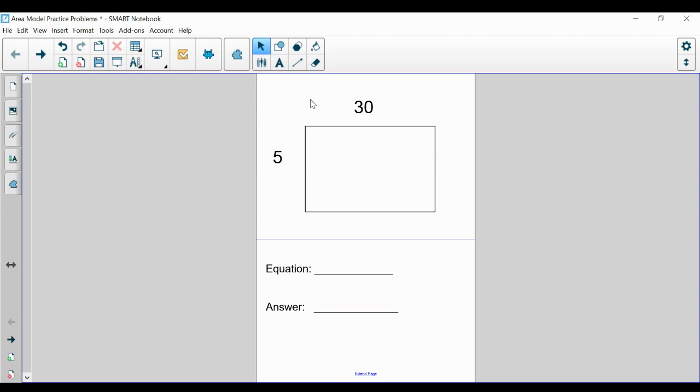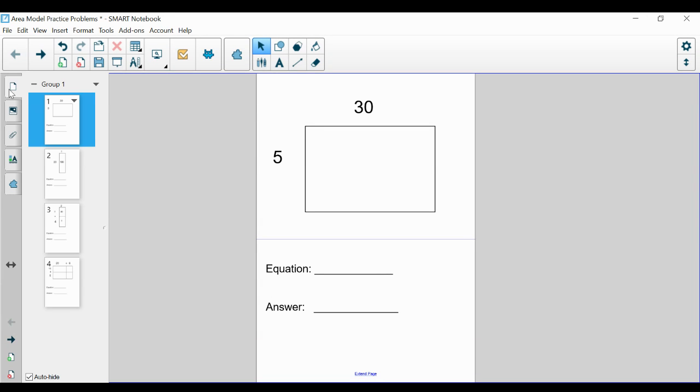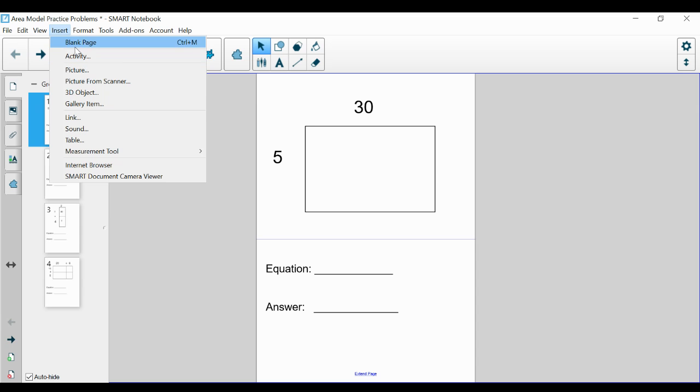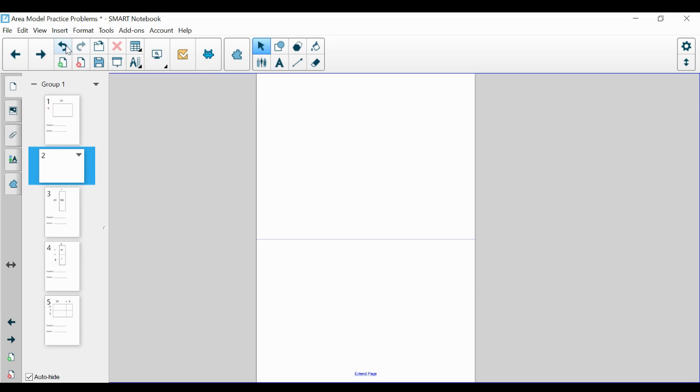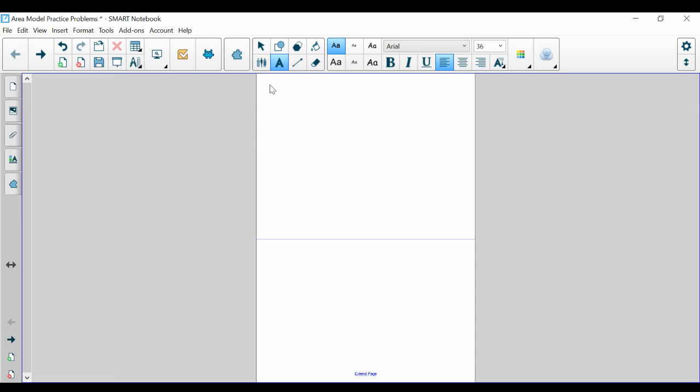Hello class, I'm going to talk to you today about various area model strategies, and I'm going to start by first talking about what area means in general. Area, it's the space inside something, okay?